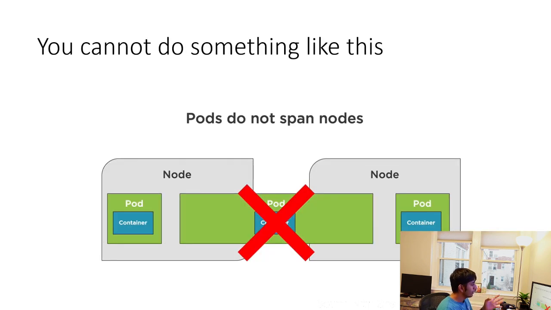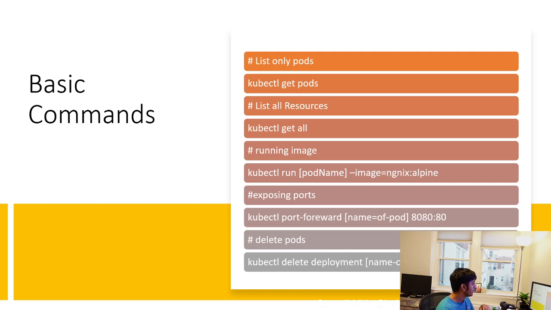You cannot do something like this: if you have a node, you cannot have a pod which is in both nodes. That's not allowed, okay? Inside a node you can have several pods, but you can't do something like this, okay?